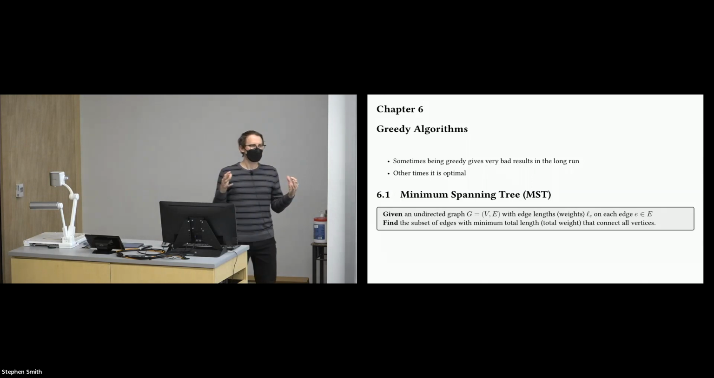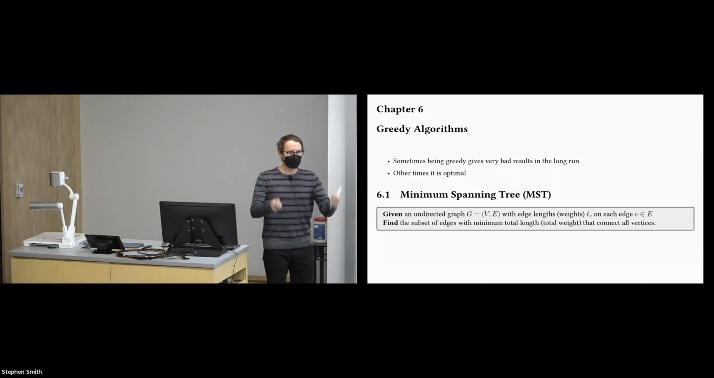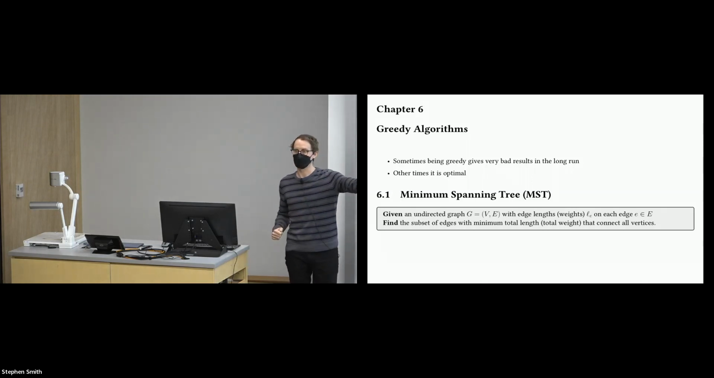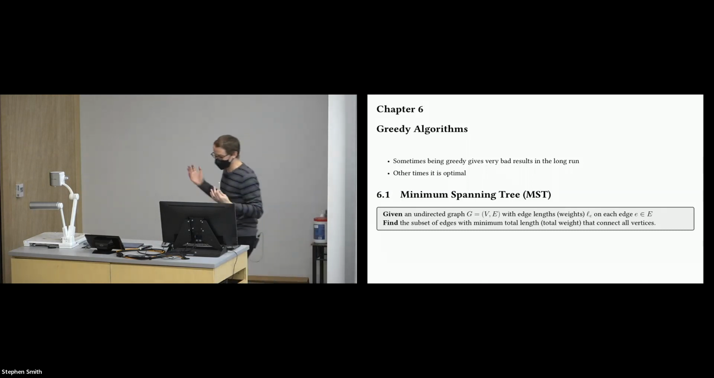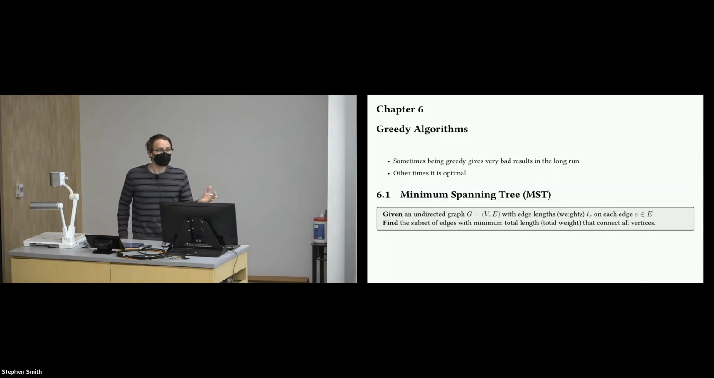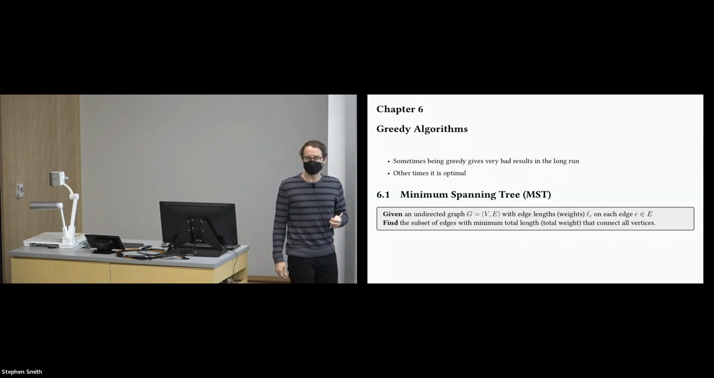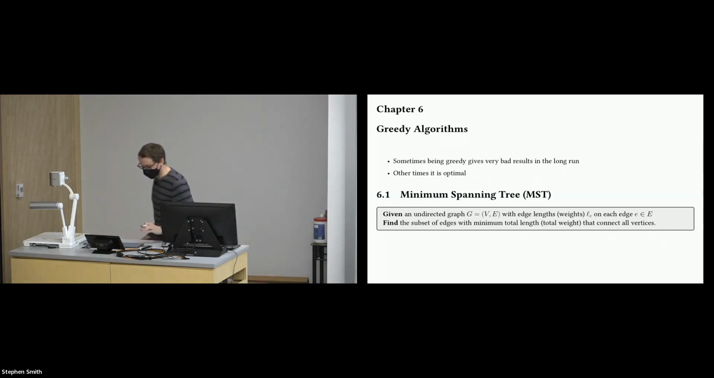Basically, what a greedy algorithm does is make the best choice now without fully considering its consequences in the future. Right? It's like I optimize for today without worrying about the effects for tomorrow. That's being greedy. And sometimes being greedy can be a very bad idea. Oftentimes in life, it's not a great idea, but there are problems for which a greedy algorithm is optimal. And one of the prototypical examples is the minimum spanning tree problem.